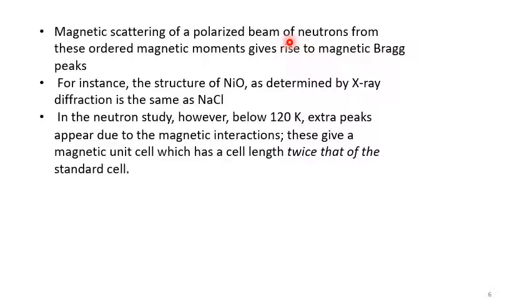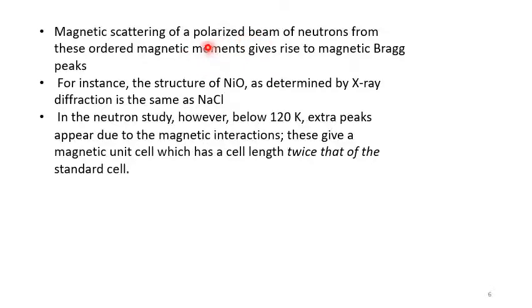So a polarized beam of neutrons is that beam of neutrons in which one of the spin states is highly populated as compared to the other spin state. The highly populated spin state may be anti-clockwise or it may be clockwise. Any of the spin states may be highly populated, and that type of beam will be called a polarized beam of neutrons.